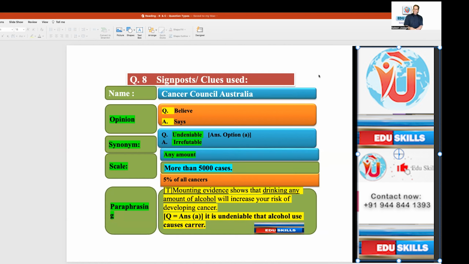Paraphrasing competency is acquired by writing down these statements, both the text as well as the answer statements. Then gradually you will develop your competency. Why am I asking you to write them down?